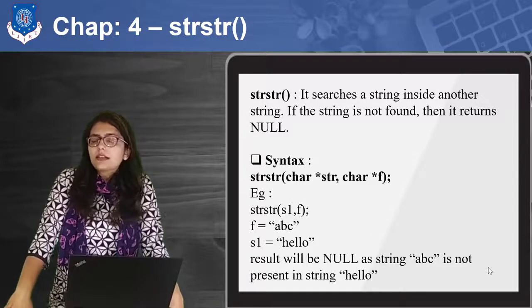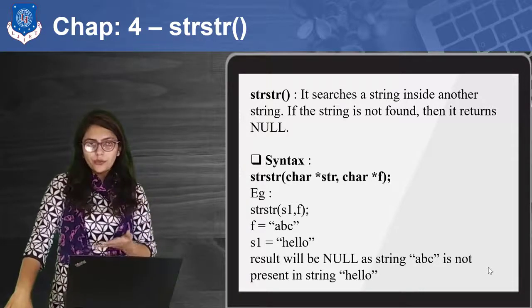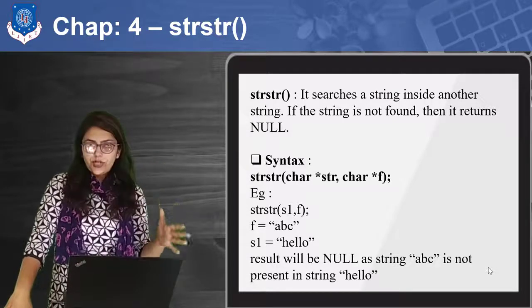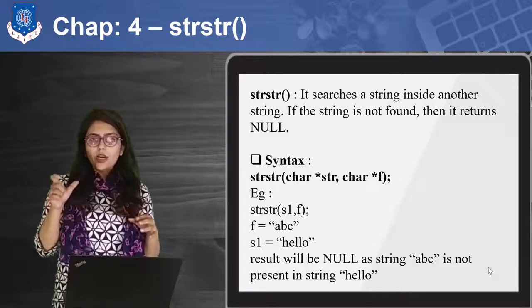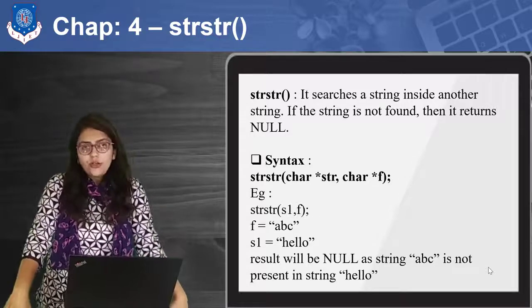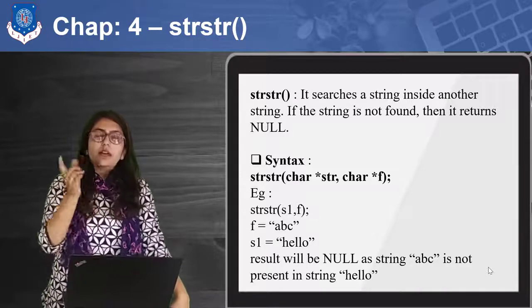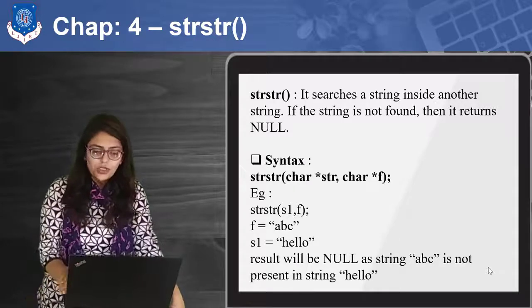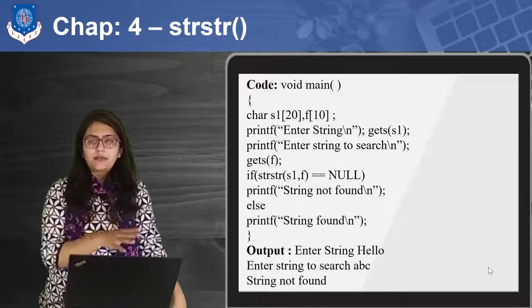Now strstr, this is our last function. This function takes two strings from the user, and it will check if the second string is available inside the first string or not. You can say the first is an entire string and the second is a substring. You want to check whether the substring is present inside our string or not. At that time you can use this function. If it is inside, it will not return null. If it is not inside the string, it will return null. So by checking the condition, we can check if the second string is present in the first string or not.